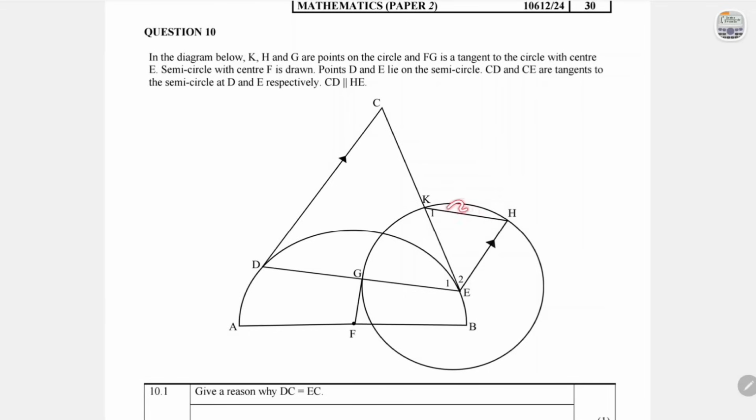Question 10 says, in the diagram below, K, H, and G are points on the circle, and FG is a tangent to the circle with the center E. So that's all in relation to this circle over here. Then they tell us that a semicircle with center F is drawn. Points D and E lie on the semicircle. CD and CE are tangents to the semicircle at D and E respectively. And lastly, CD is parallel to HE.